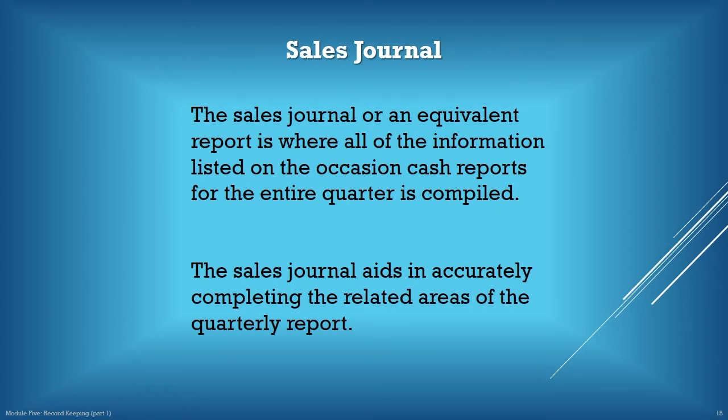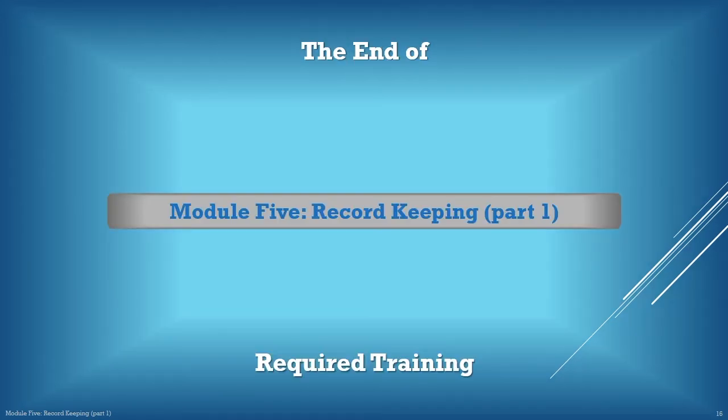A sales journal, or an equivalent report, is where all the information listed on the Occasion Cash Reports for the entire quarter is compiled or summarized. Because the information is normally organized in a manner that directly relates to the quarterly report, it is helpful in accurately completing the related areas of the quarterly report. This completes Module 5, Record Keeping, Part 1.